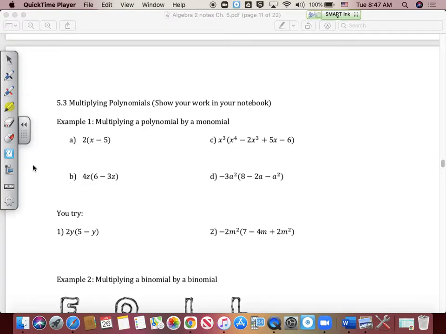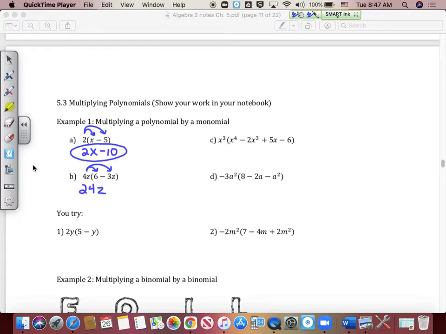So you multiply 2 times the number on the inside here, which is x, and 2 times this number here, which is negative 5. 2 times x is 2x, 2 times negative 5 is negative 10, so this would be simplified 2x minus 10. And then for letter B, now we're multiplying 6 and negative 3z by 4z. So when you're multiplying terms that have variables, you multiply the coefficient numbers together, like 4 times 6 is 24, and then since it's 4z, you would add the z to it. And then we multiply 4z times negative 3z.